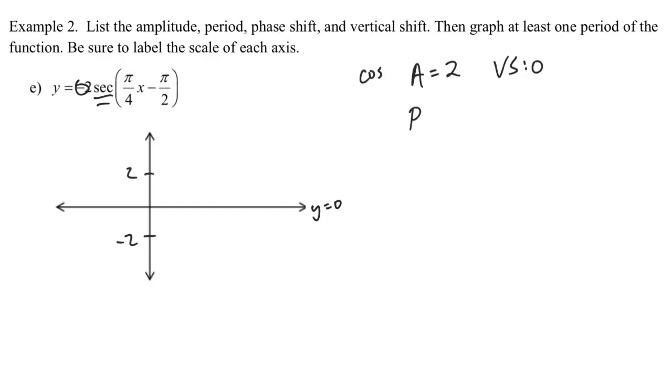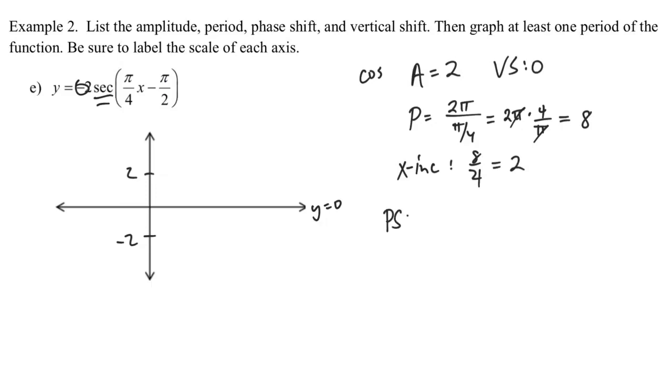Okay, the period here is going to be very interesting because we're going to take 2 pi and divide by pi over 4, which means that we're going to take 2 pi and multiply it by the reciprocal of pi over 4, which is 4 over pi. The pi's are going to cancel, and so that's going to give me a period of 8. That's going to make my x increment pretty easy because that's just 8 divided by 4, which is equal to 2. And then finally, probably the most challenging part of this is the phase shift.